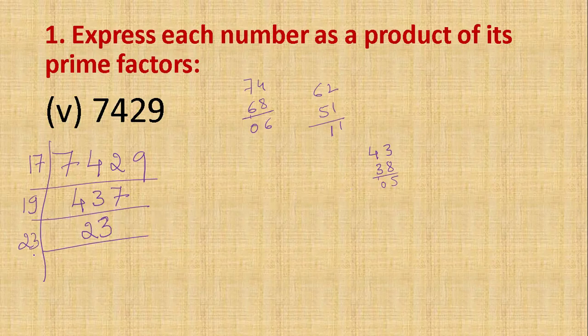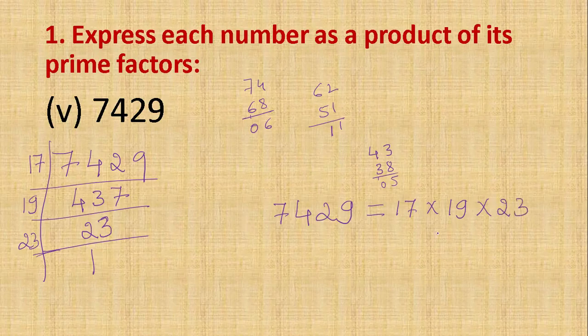23 is a prime number. 23 ones are 23. So 7,429 in prime factorization, we can write it as 17 into 19 into 23.